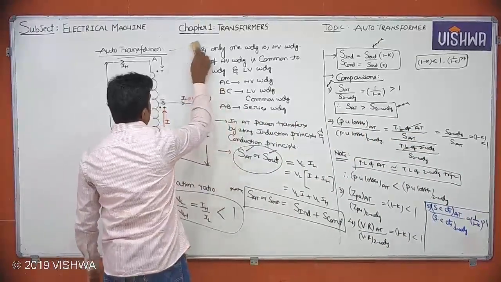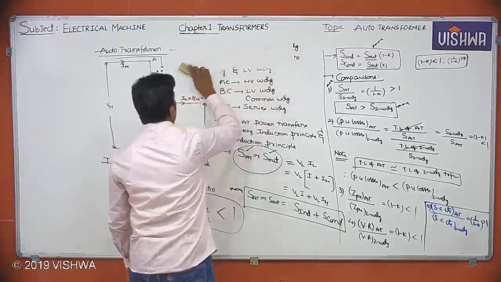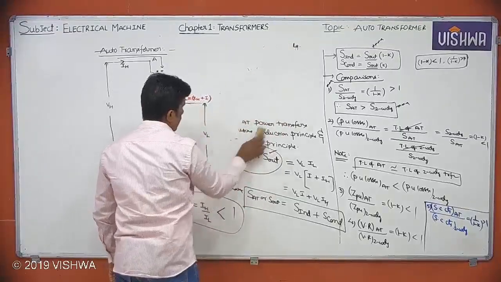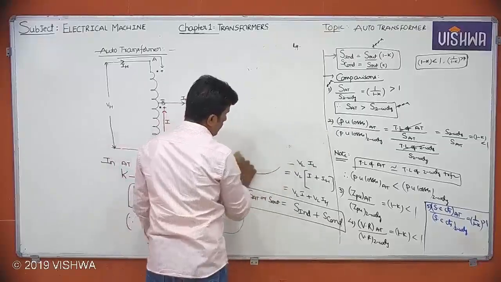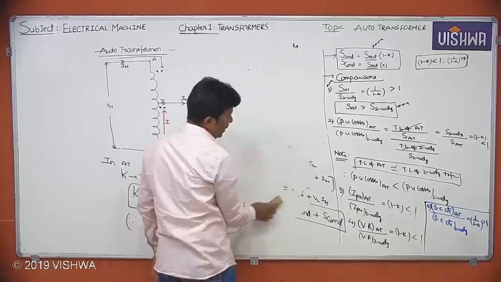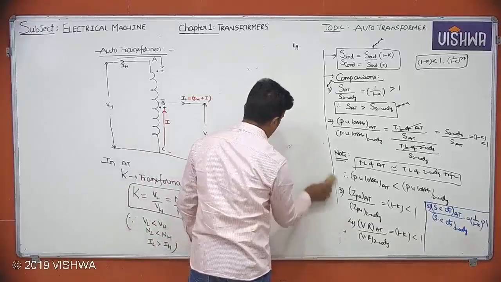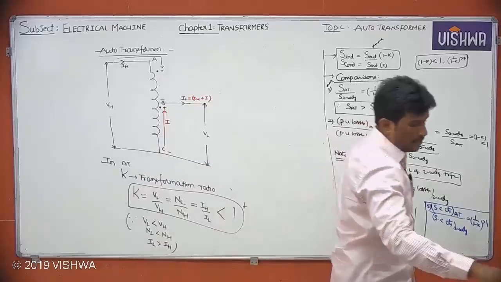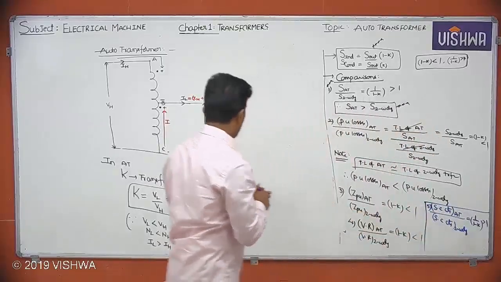Next, let me explain the sixth point. Because of that sixth point only, auto transformer, I can say, is very famous because of this sixth point which we are going to discuss. See, sixth point.